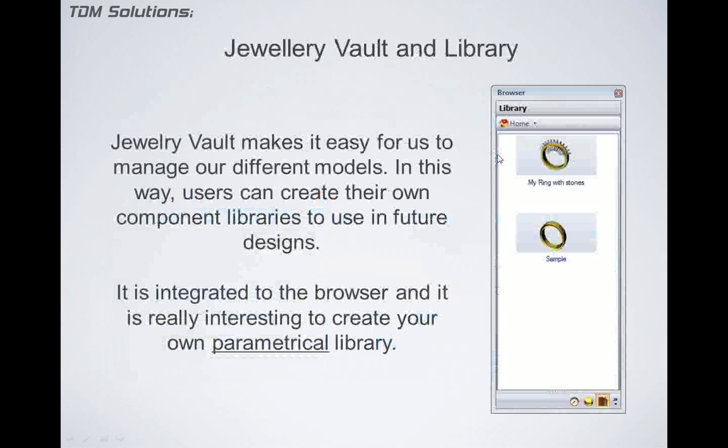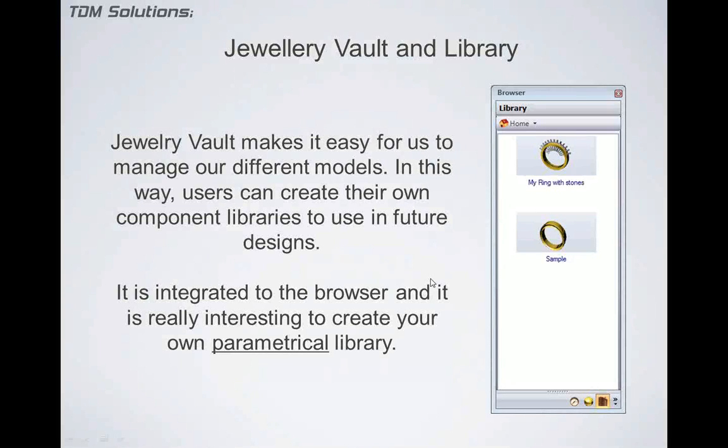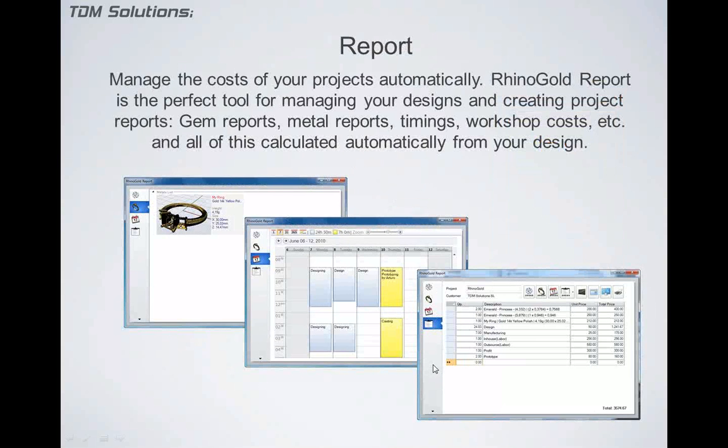With the Jubilee Vault library, we can define a folder in our computer or in our network and define it as a Jubilee Vault library. The idea is, if several people are working on the same project, we can define this folder and share our models and our components between us. Obviously, all the objects are parametric. The report is a really beautiful tool of RhinoGold 3 to control the cost of our design.